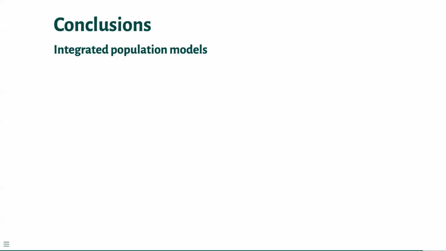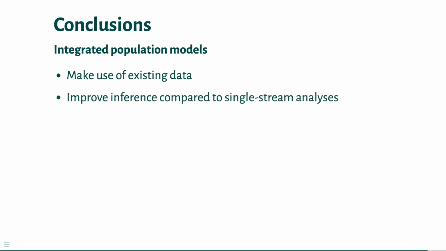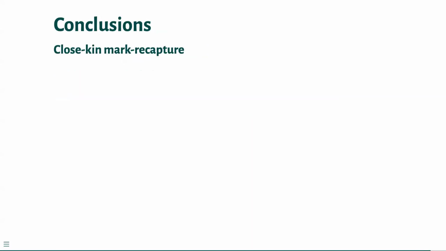So to conclude and return to some of the themes that I mentioned at the beginning, I really like integrated population models because they make use of existing data and can be adapted to use a variety of different types of data, including data that we don't even know how to collect yet. They can improve inference compared to single stream analyses. And I think using them in a simulation framework is super useful for guiding future data collection and optimizing, basically getting the best bang for your buck. If you have limited resources, what are the best types of data to collect and in what frequencies, and what can you expect to get out of them?